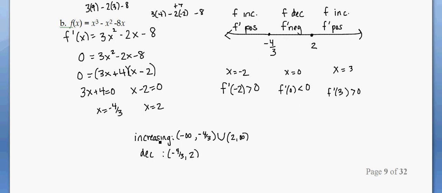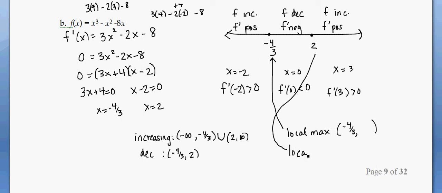Okay, so those are my intervals where f is increasing and decreasing, but we're supposed to go one step further and actually classify. The fact that we're going from increasing to decreasing means we have a local max at negative 4/3 comma something. I'll go back to that something in a second. And here we're going from decreasing to increasing, so at 2 we have a local minimum, 2 comma something. Now remember that we're trying to sketch the original function f, so we need to figure out what the y-coordinate is on f.